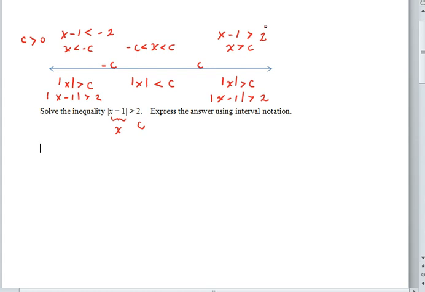So, whenever I see the absolute value of a quantity greater than some value, which I think of as c, I replace that inequality by removing the absolute values and saying that I know the quantity inside has to either be less than the opposite of c or greater than c itself.